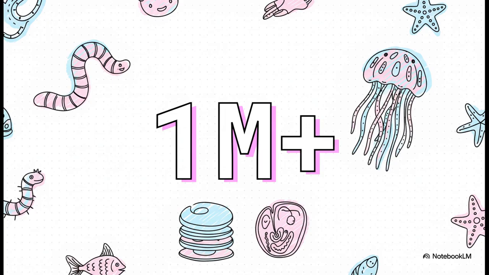Scientists have described over 1 million different species of animals, from tiny worms you can't even see all the way up to the blue whale. The sheer variety is mind-boggling. A beautiful, chaotic library of life.